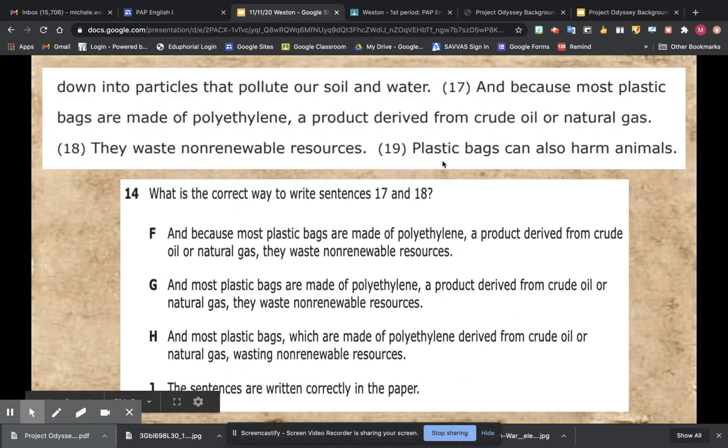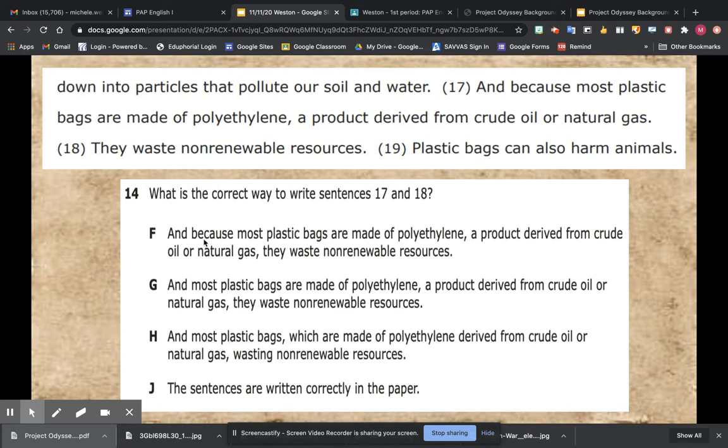Okay, so we're looking at how to combine 17 and 18. So the sentence is, and because most plastic bags are made of polyethylene, a product derived from crude oil and natural gas, they waste non-renewable resources. So we can see that this is an incomplete thought. This is an independent clause. So we need to find a way to pull these two clauses together. So let's look at the choices.